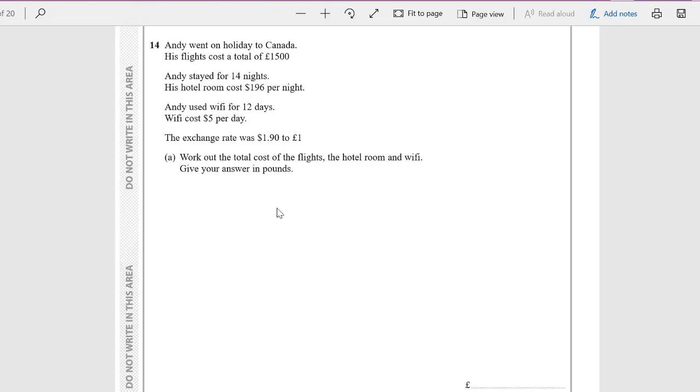So what do we have to consider? Okay, so work out the cost of flights, the hotel room and Wi-Fi, and give your answer in pounds. We know that the flight is already in pounds, so that's checked. So we need to then convert everything else. So 14 times 196. Again, you've got a calculator, so you can do all of this. So you get $2,744. That's for the room.